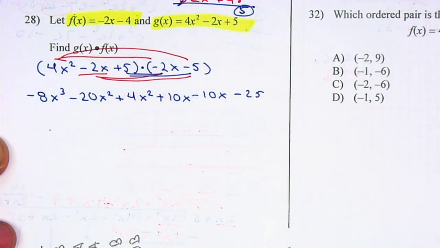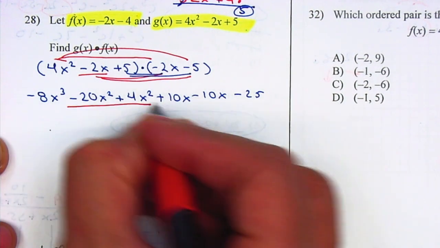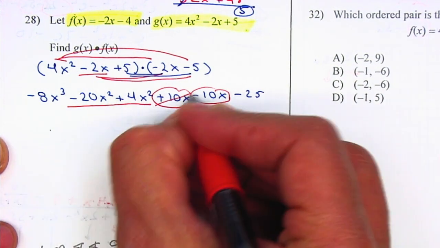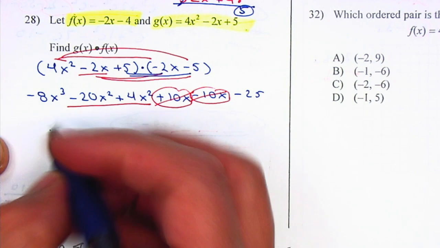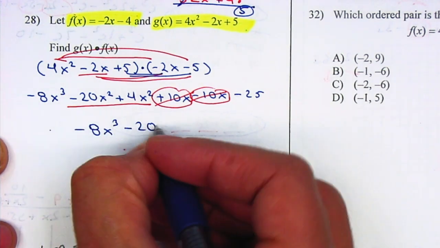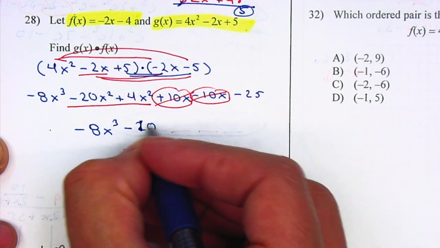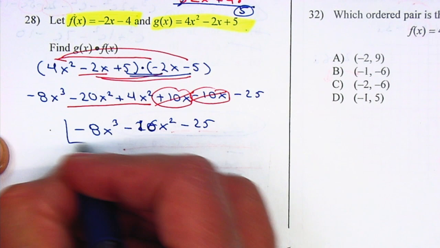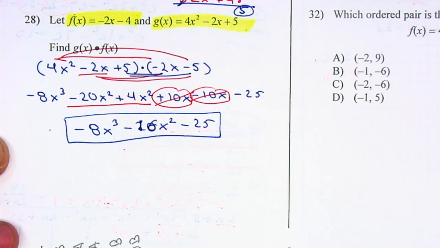From here, we combine all like terms. So I can combine my x's together, and I combine the x squared together, and those two actually cancel in this case. So we have negative 8x to the third power minus 16x squared minus 25. And that'll be my answer.